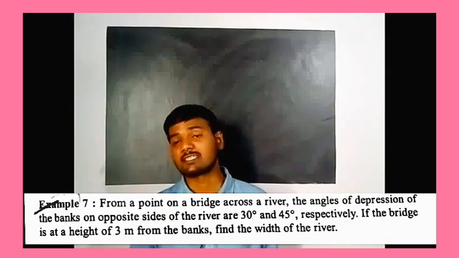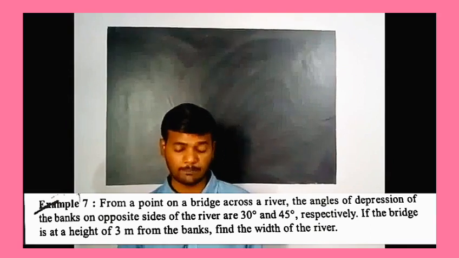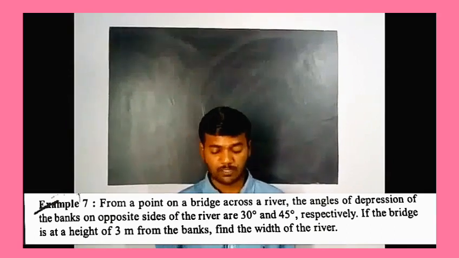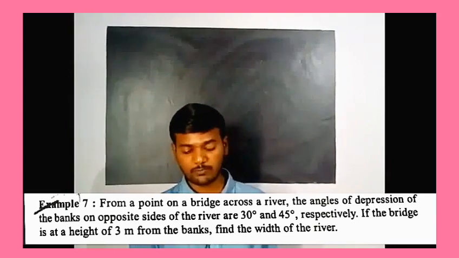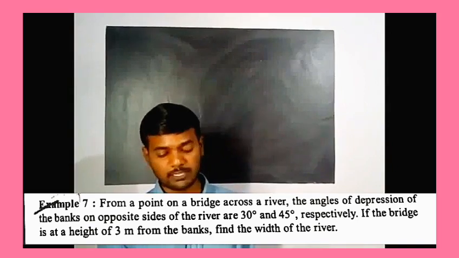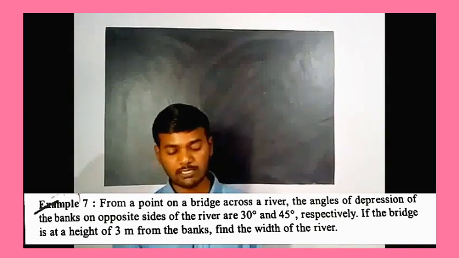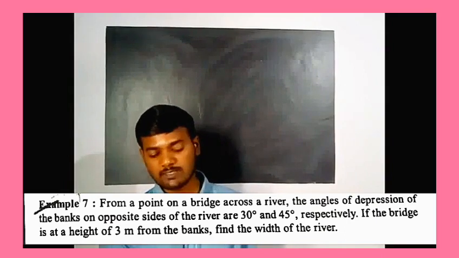See that the angles of elevation of the top of the tower from the 2 points at a distance of 4 meter and 9 meter from the base of the tower and in the same straight line with it are complementary. Prove that the height of the tower is 6 meter. Okay, understand the question properly. The angles of elevation of the top of a tower from 2 points at a distance of 4 meter and 9 meter from the base of the tower and in the same straight line.